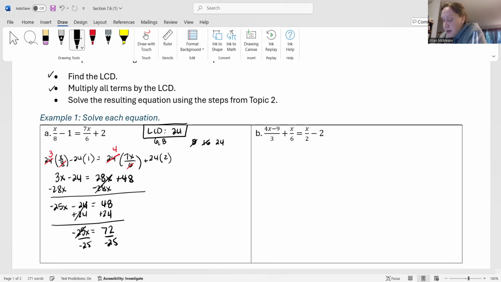So on the left, negative 25 divided by itself is 1. That leaves me with just 1 times x. And 72 divided by negative 25, you could try to simplify, and if you did have a fraction that would simplify, you would do so. But in this case, 72 and 25 have no common factors. So we would just say the final answer is negative 72 25ths.